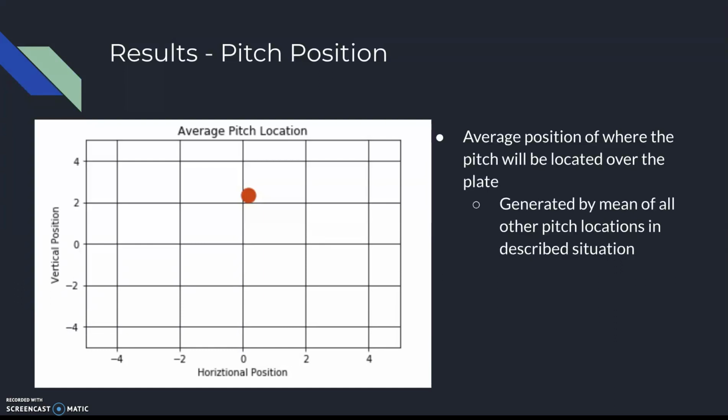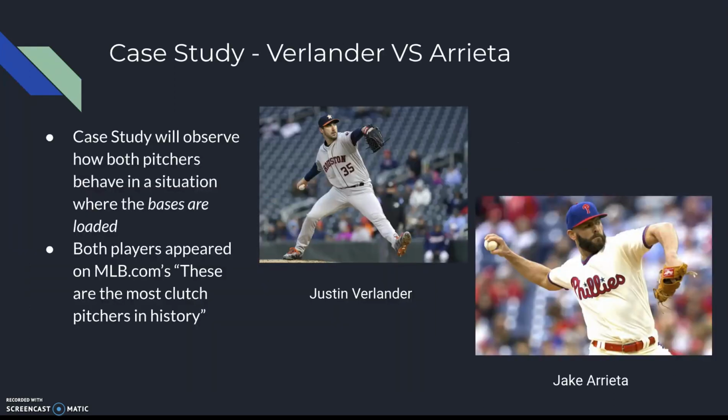The position is from the perspective of the catcher, where 0 on the x-axis is directly over the center of the plate horizontally. The y-axis indicates the height of the pitch. The location on the y-axis relative to the batting box can change depending on the height of the pitcher.